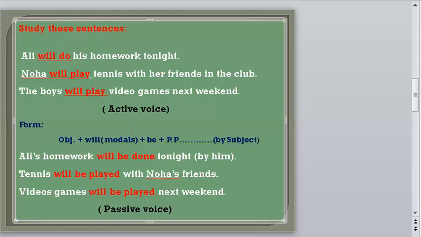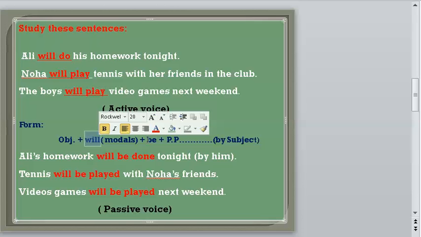Okay, how can we change this active into passive? This is the rule. We start with the object of the sentence, and then we use will. It can be will or the modals, like can, may, might, shall, should, and so on. And then verb to be, and then the past participle of the main verb. By the end we can add by and then the subject, but it's not a must.